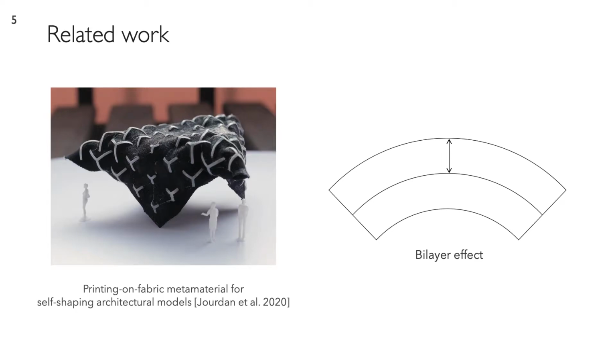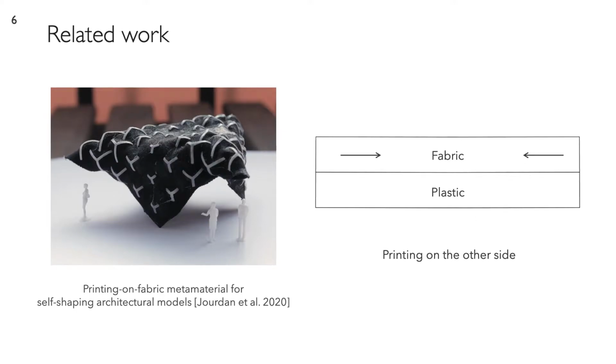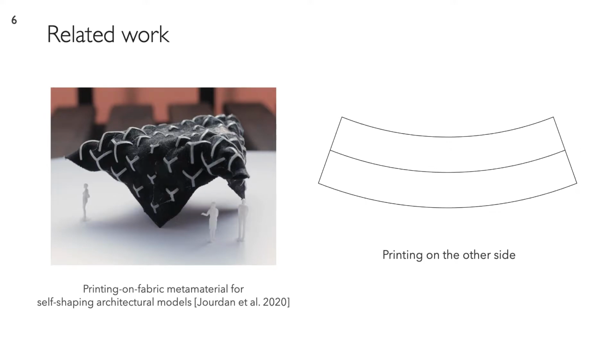and vice versa. This technique allows us to obtain a wide range of positive normal curvature, but to obtain negative values, we have to print on the other side of the textile. We will later see how it is possible to do this.